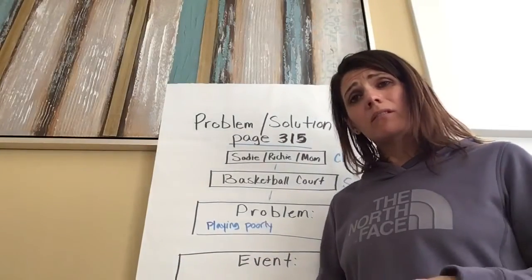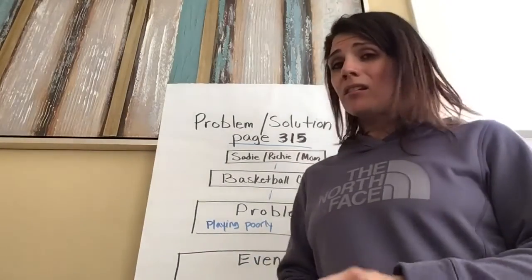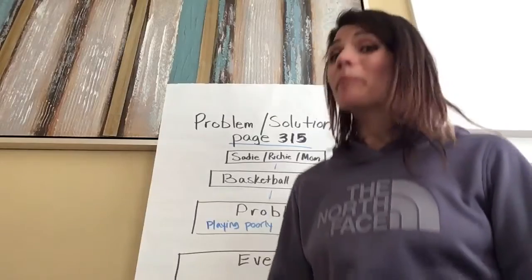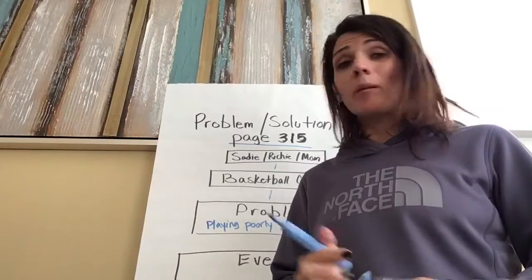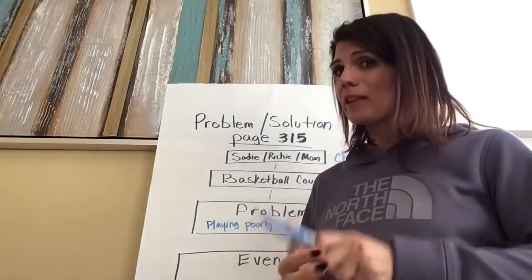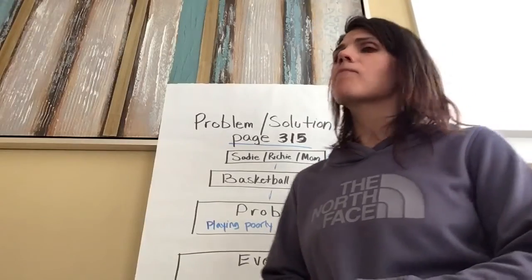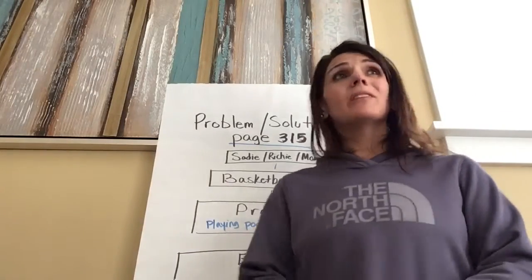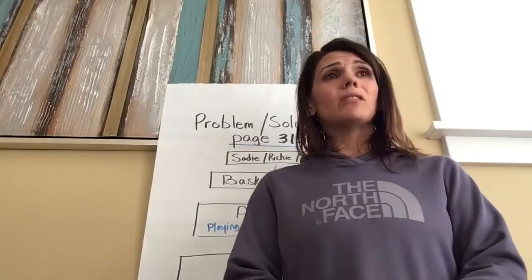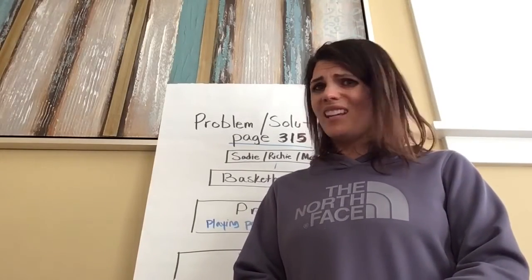So she's playing poorly. Why is she playing poorly? She's sitting there in this basketball game. She's supposed to be playing really well because she's a good basketball player. She practices all the time, and we know that's how you get better, through lots of practice. And she's looking around, looking around, looking around. Where's Richie? He's not there.